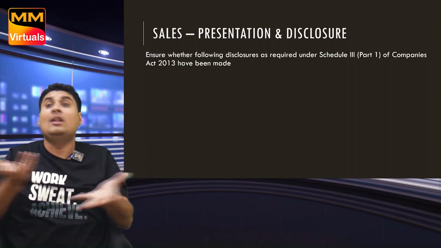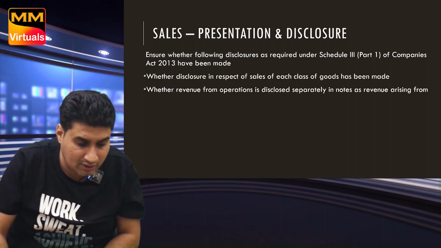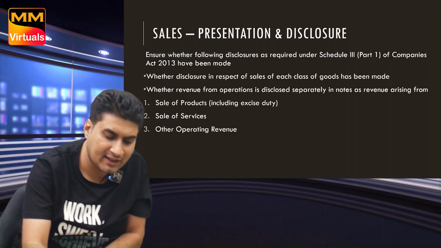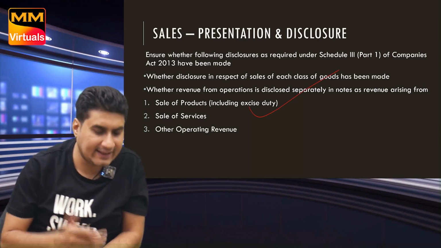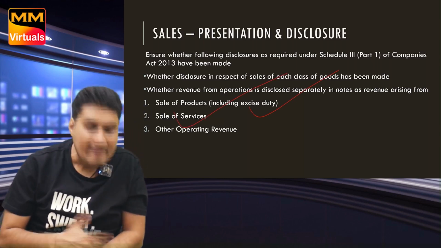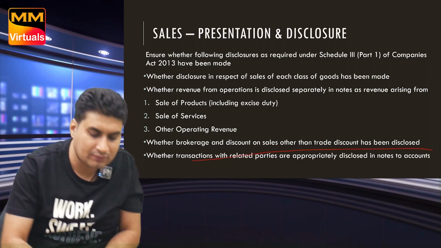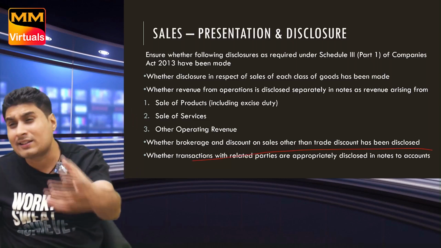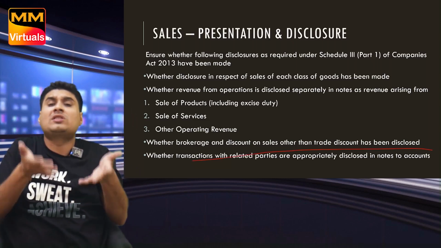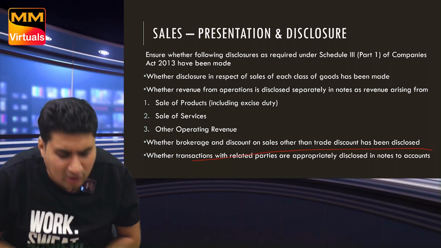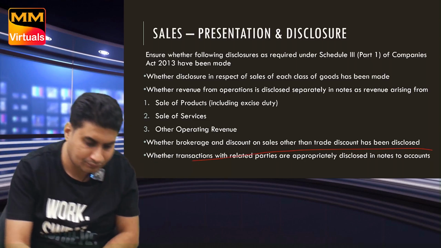Here is what I will tell. Whatever you are doing in the final accounts, what is there? Sale of product is there. Second, sale of service is there. Third, other operating revenue is there. Brokerage and discount other than trade discount should be disclosed. Trade discount, don't disclose, it is deducted from sale. Brokerage and discount, if you give, show.